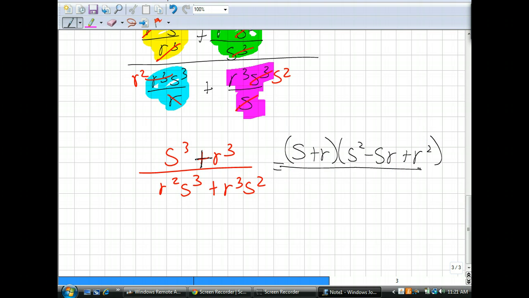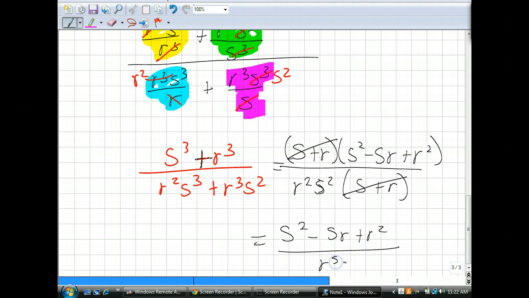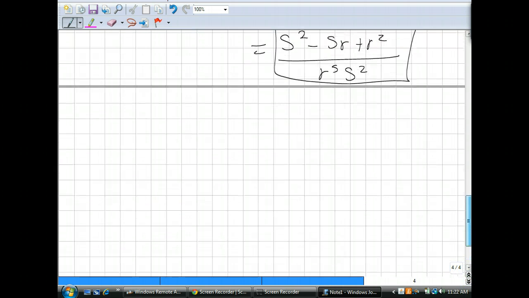And in the denominator, the common factor is going to be r squared s squared. That leaves us with an s plus r. Then reduce. This reduces with this. And so our final answer is s squared minus sr plus r squared over r squared s squared. Okay. All right, moving on, example 3.